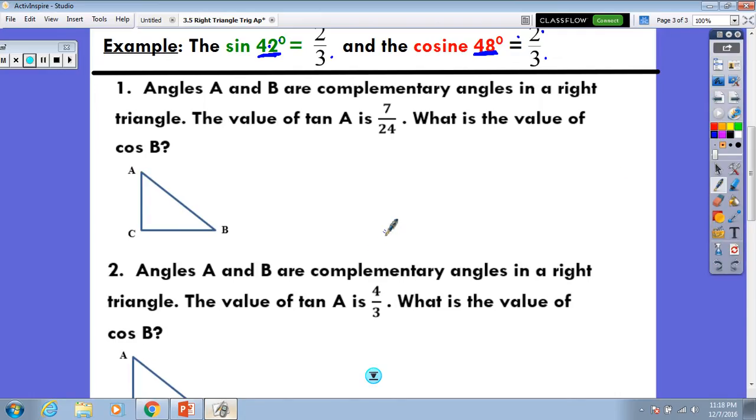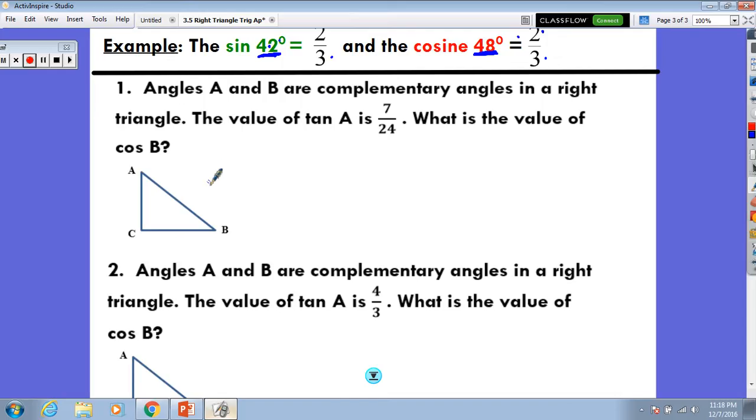So they say in number 1 that angle A and B are complementary angles in a right triangle. So A would be the angle that's here and B is here. So that means that C is a right angle. Now A and B have to add to 90 degrees because that's what complementary means. Now they tell us that the tangent of A, and now they're giving me a trig ratio. So I draw my little man by A because they're talking about A as the angle, which means I'm looking from the perspective of A.